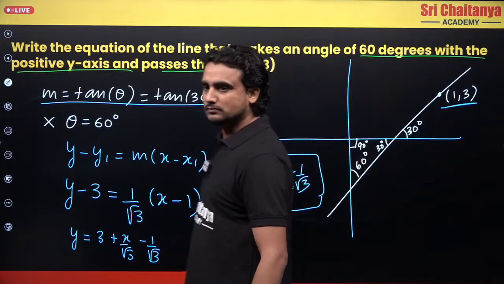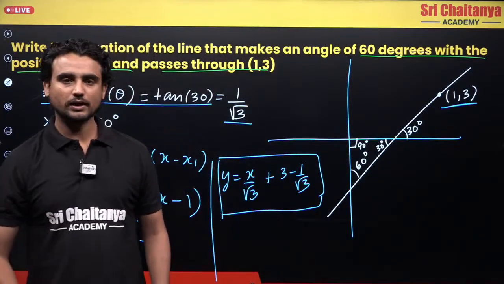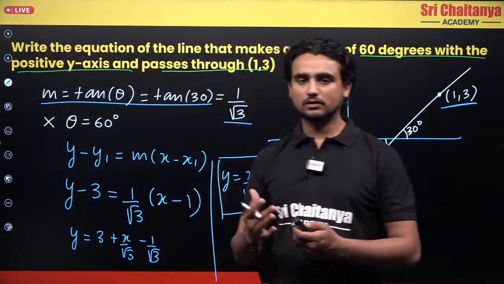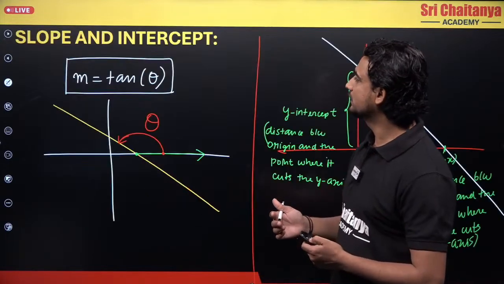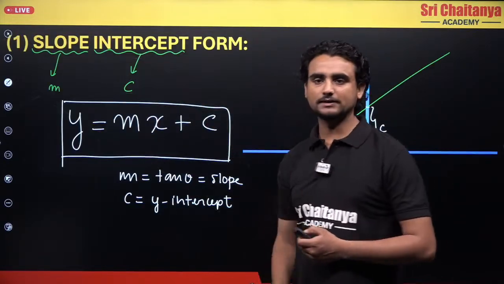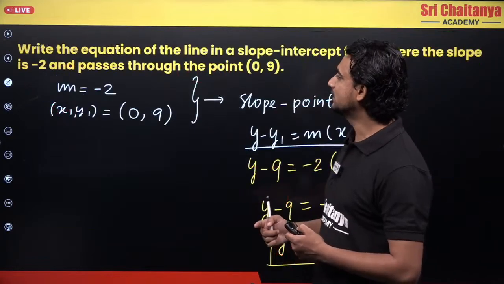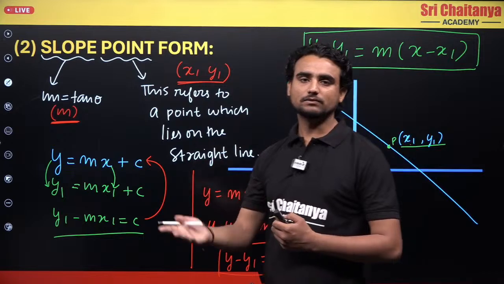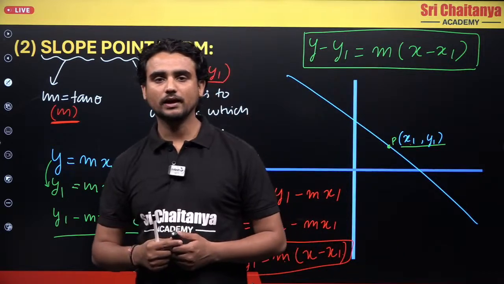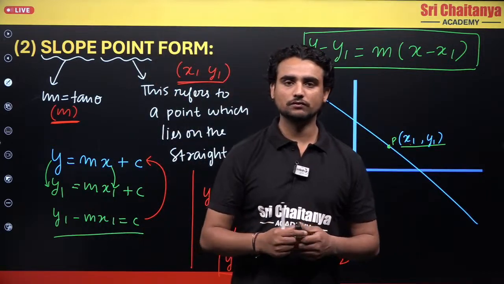Clear? So I hope this is clear to you. Okay, so basically what we have covered in this session, we have covered two parts, right? First of all, we covered the slope intercept form. This is the first part, and the second part is the slope point form. In the next class we'll talk about two-point form.